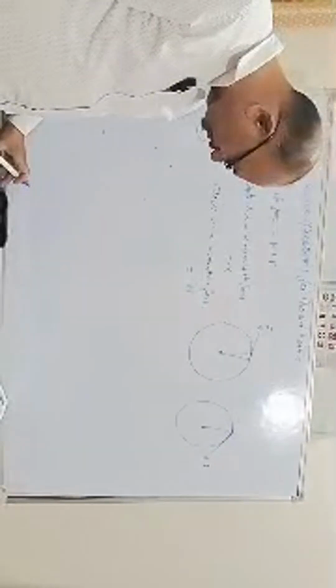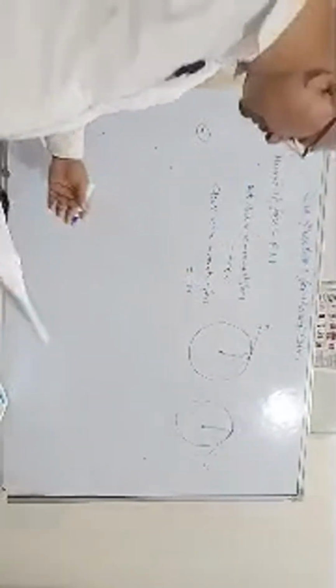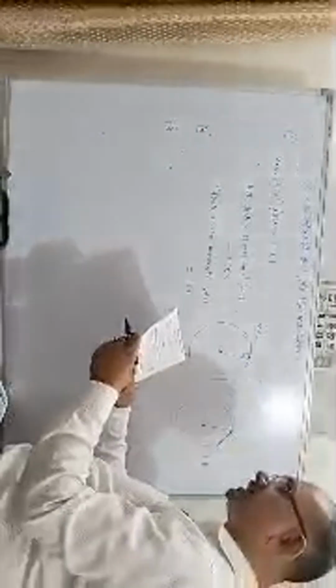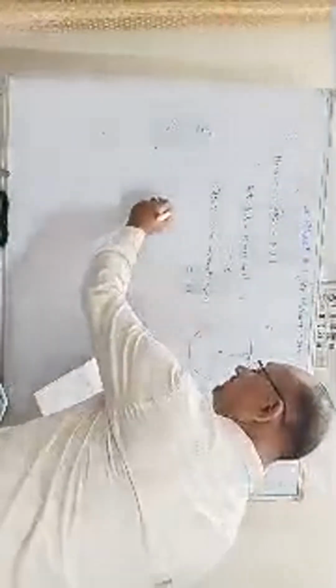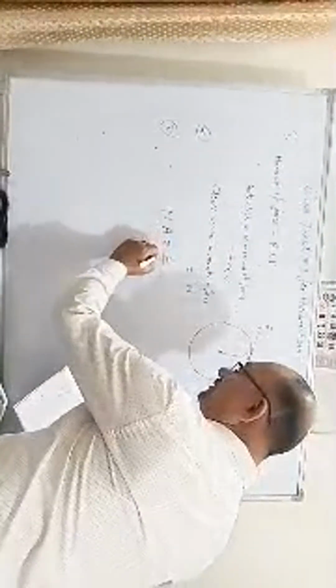Okay, now the next question we are going to discuss. The next chapter is machines. Machine is a very important chapter from the exam point of view. We are going to discuss only MCQ questions. A machine has mechanical advantage. Mechanical advantage is equal to load upon effort.